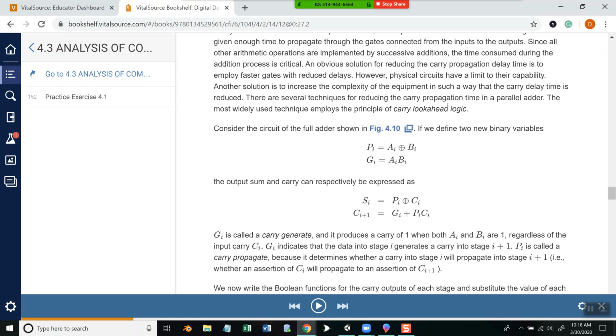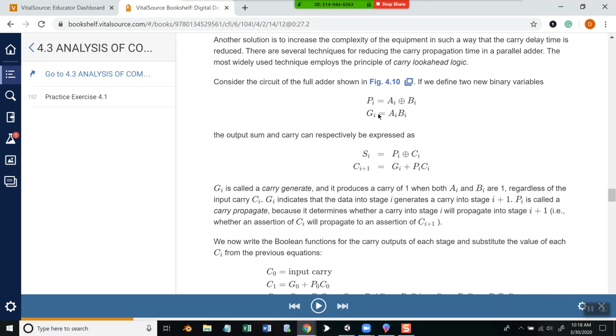There are several techniques for reducing the carry propagation time in a parallel adder. The most commonly used technique employs the principle of carry look-ahead logic. Okay, we've got the full circuit of the full adder. We find two new binary variables, P and G, in this manner. The output sum and carry can be expressed as this right here.